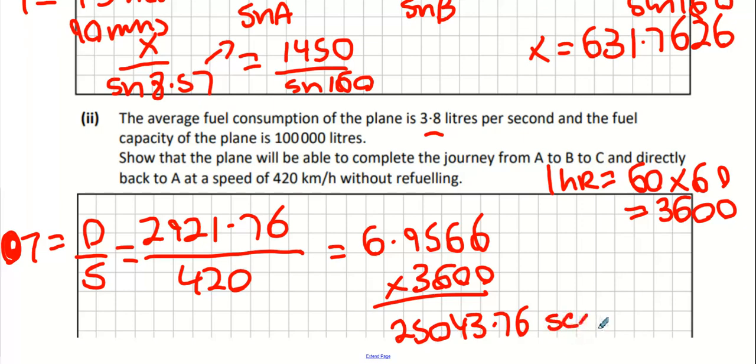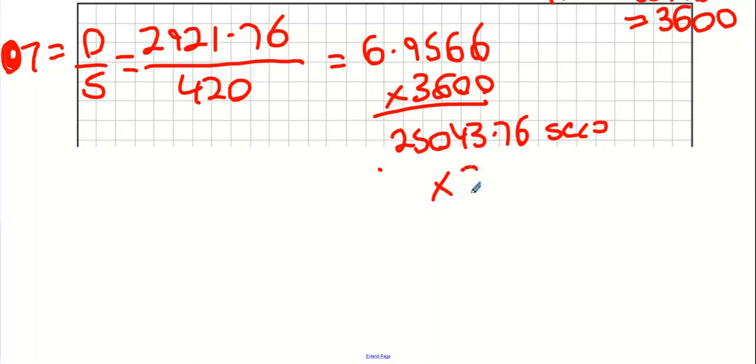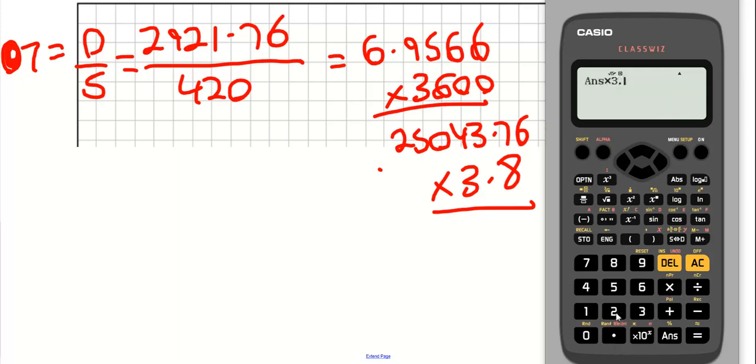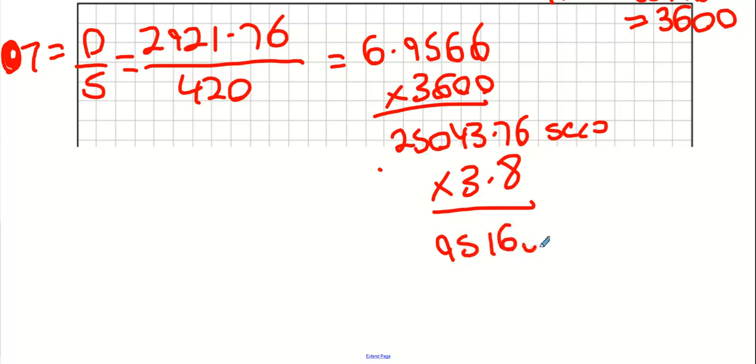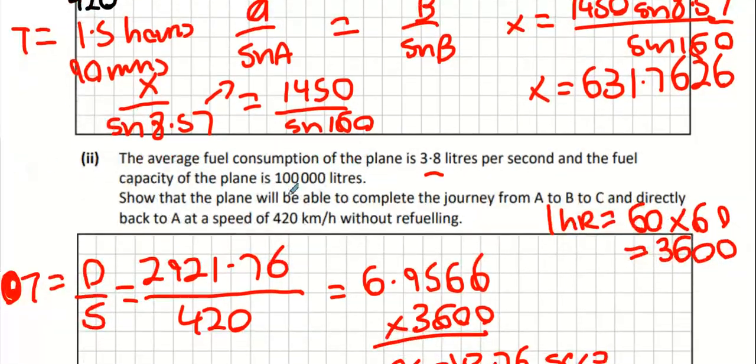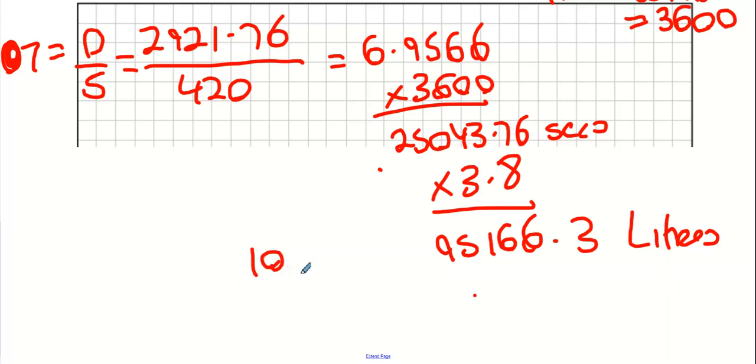25,043.76 seconds. Okay. Now, each second takes up 3.8 liters. So I'm going to multiply this by 3.8, because each second I'm traveling takes up 3.8 liters, which is 95,166.28, or just 0.3 liters. So, do we have enough? Well, yes, because 100,000 liters is greater than 95,166.3 liters.